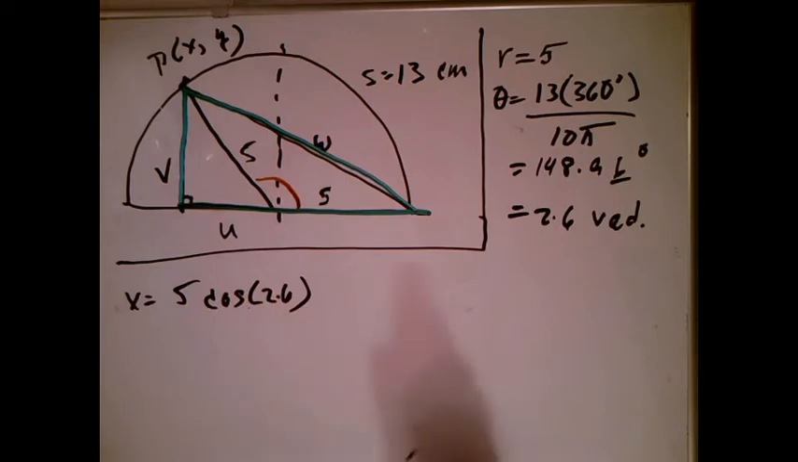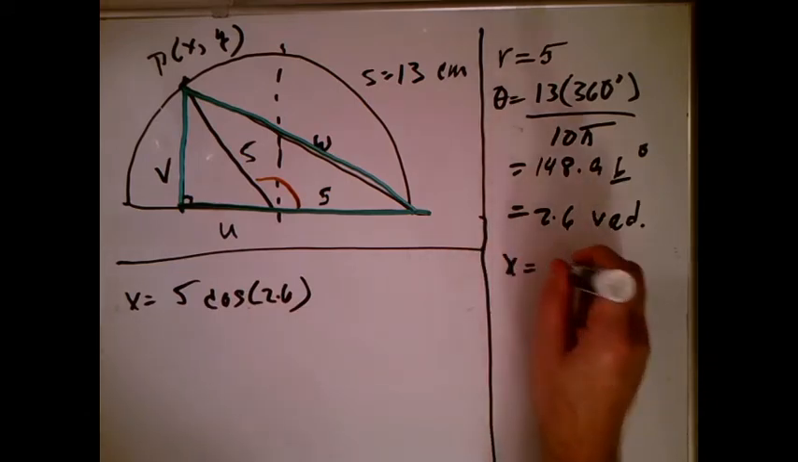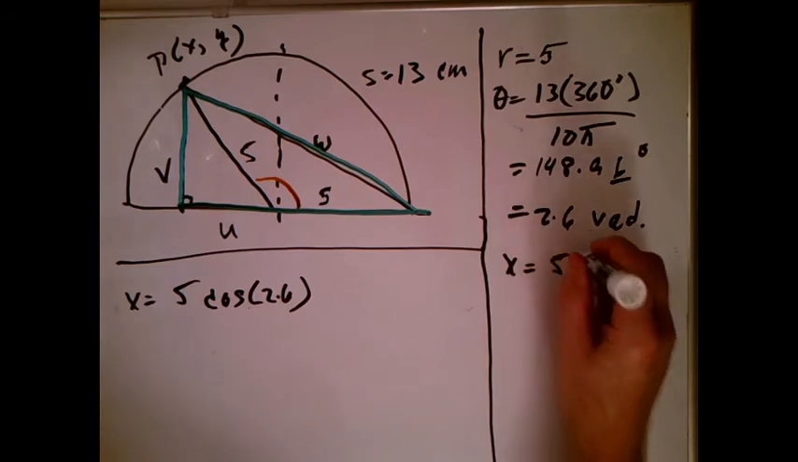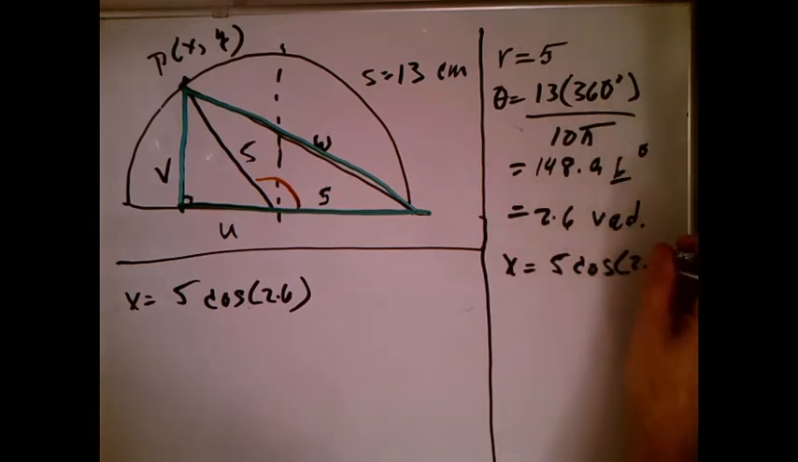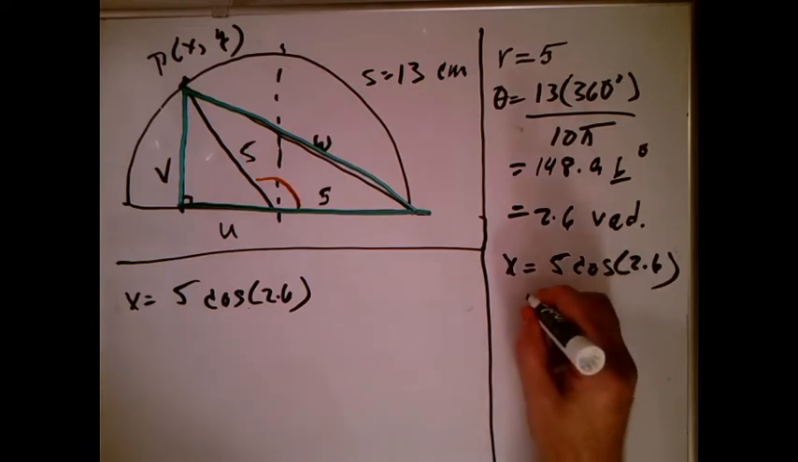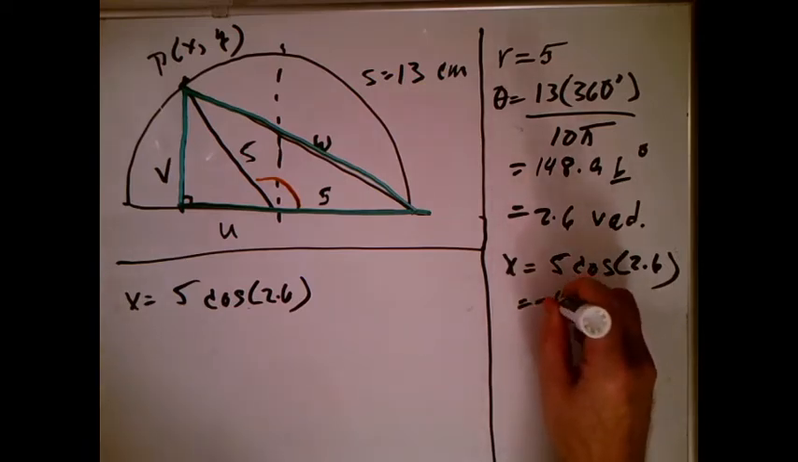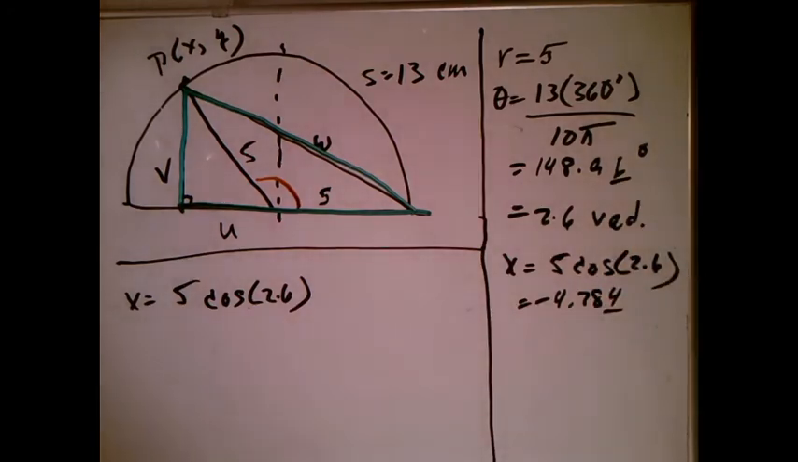Now that is the exact answer. In my later calculations, that's what I'm going to use. 5 times cosine of 2.6. When I put that in my calculator, I get about minus 4.284. I'm not going to use that in the calculations because it's rounded and the calculations will get worse, but it's not a bad way to go.